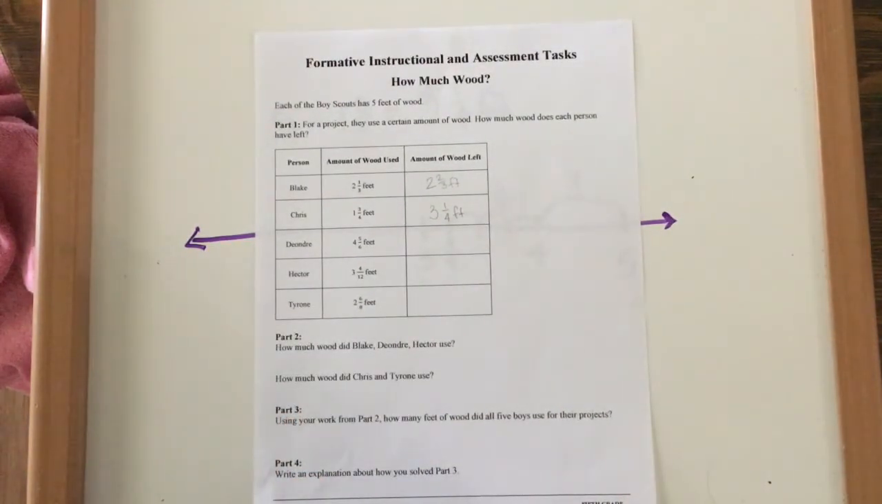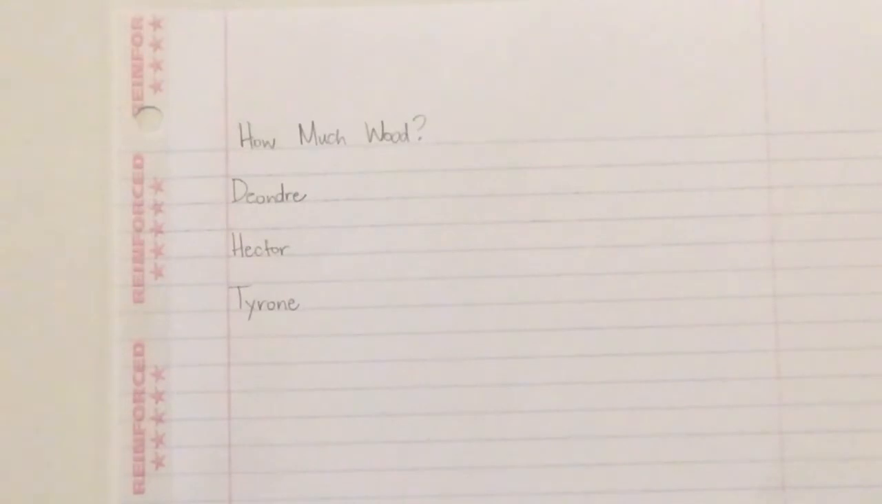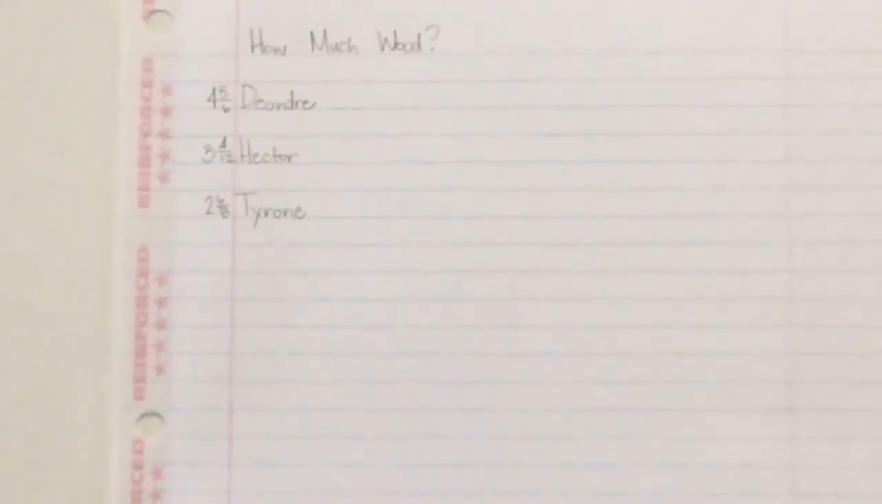Okay, pause the video, go get a sheet of paper and a pencil because you're going to do the next 3 with me. Your title is How Much Wood? Skip a line, write DeAndre, skip a line, Hector, Tyrone. Pause the video if needed. I've written our fractions there just as a reminder, but you do not need to write those unless you want to, so I didn't have to keep flipping back and forth with the paper for you.